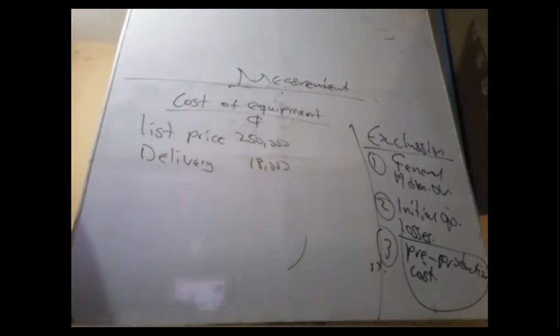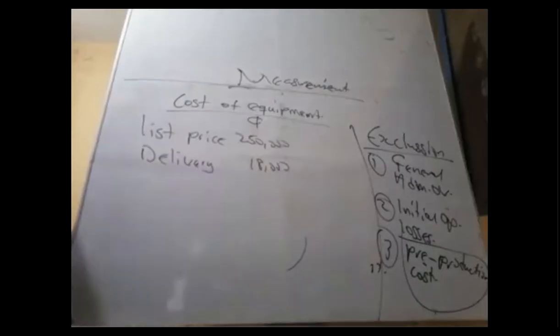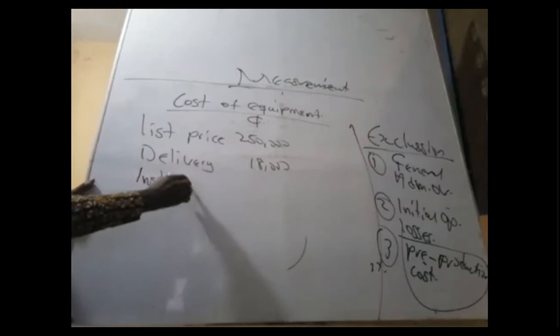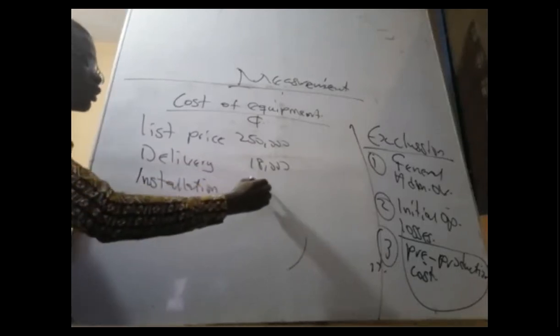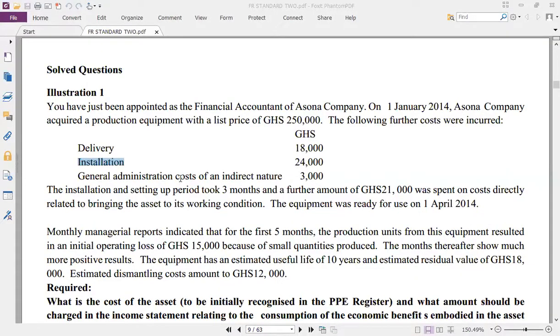The next one on the list, installation cost, 24,000. Yes, it must be part. Installation cost, 24,000. Then the next one, general administrative costs of an indirect nature, 3,000. Will it be part? Admin cost will not be part. What if it is of a direct nature? Once it's an admin overhead, all the other costs are indirect costs. So therefore, it will not form part. Once it's admin or distribution, it should not be part of it. So I'll not bring this.